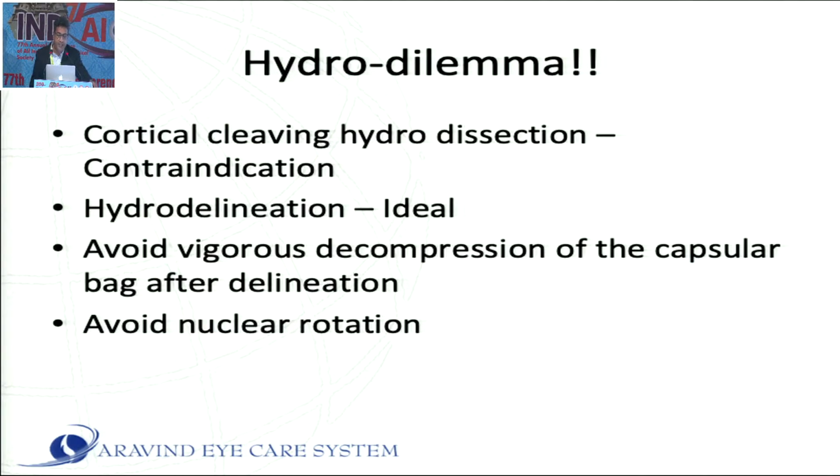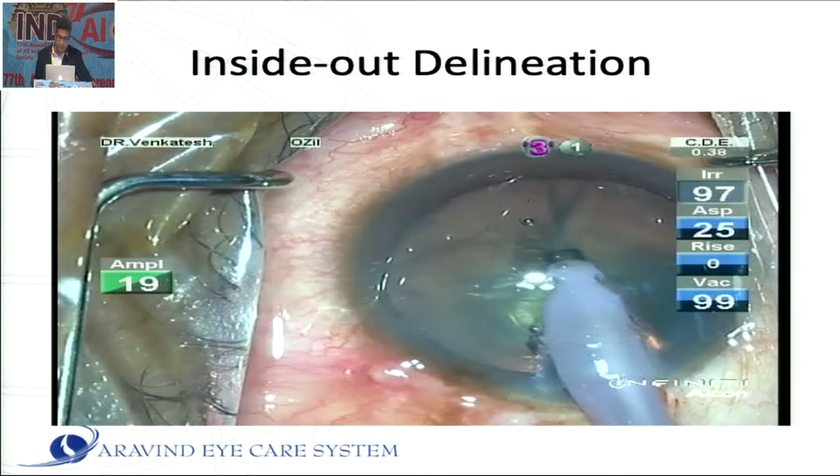Hydrodissection and delineation is again a dilemma. It's a hydrodilemma. Basically, you normally want to do a cortical cleaving hydrodissection, but here it is one thing which is contraindicated. Ideally, you have to delineate, but sometimes delineation may not happen as delineation; the fluid can go and dissect also. So you have to do a very careful delineation. Any vigorous decompression of the capsular bag after delineation should be avoided. And don't try to rotate the nucleus like you would normally rotate.